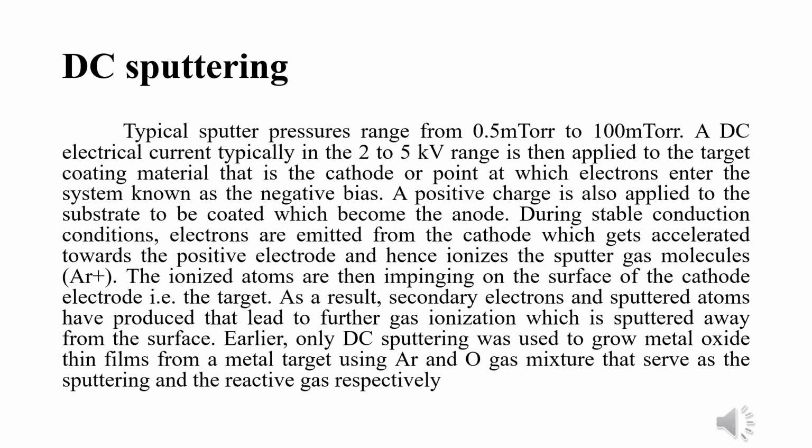The ionized atoms then impinge on the surface of the cathode, the target material. As a result, secondary electrons and sputtered atoms are produced that lead to further gas ionization, and atoms are sputtered away from the surface. Earlier, only DC sputtering was used to grow metal oxide thin film from a metal target using an argon and oxygen gas mixture that serve as the sputtering and reactive gas respectively.